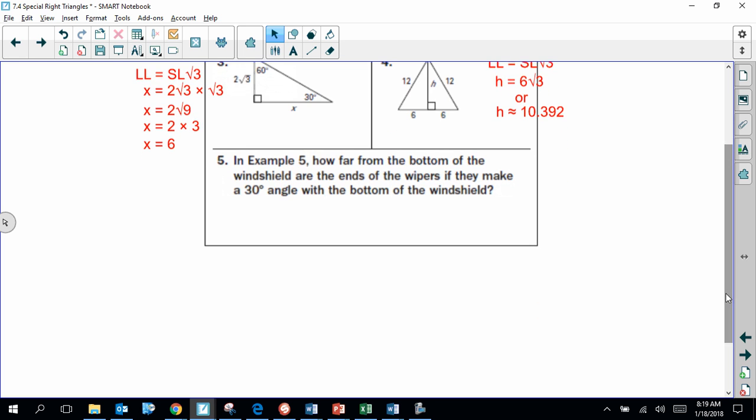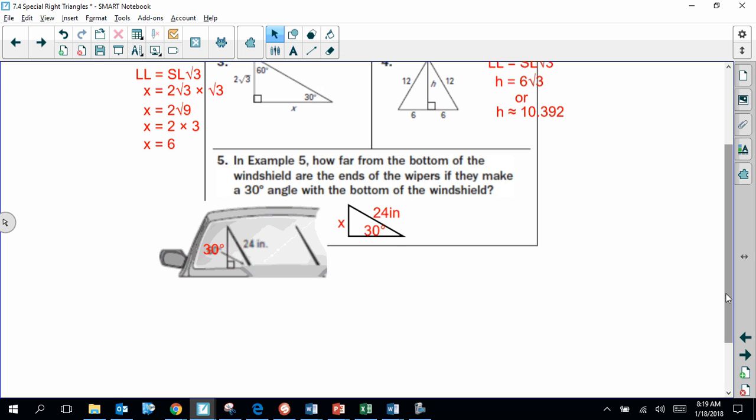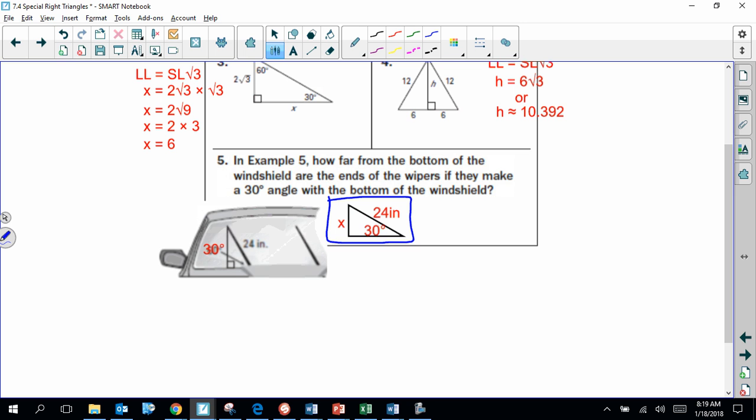And the last question here, example 5, asks how far up the windshield the wiper would be if they made a 30-degree angle with the bottom of the windshield instead of a 60-degree angle. So here, essentially we have the same looking one. I just took the image that we had from the example, but instead of it being a 60-degree angle, now we're looking at a 30-degree angle. So we kind of have a triangle that would look a little bit more like that. Well, the length of the windshield wiper is still 24 inches, and we're still asked to find the same thing. How far is it above the windshield?